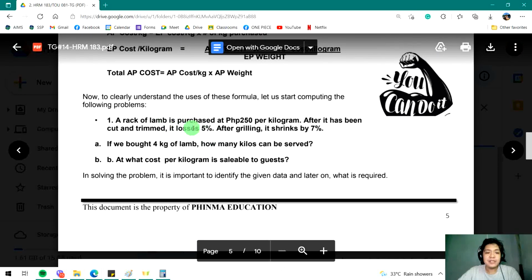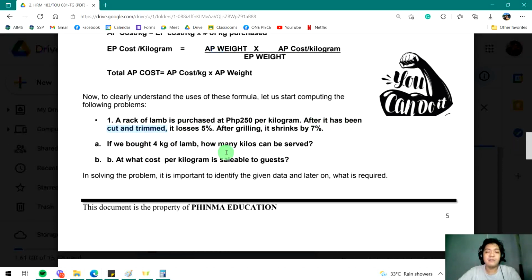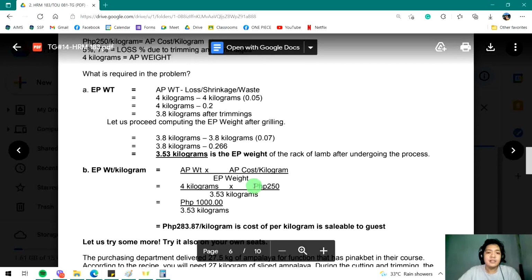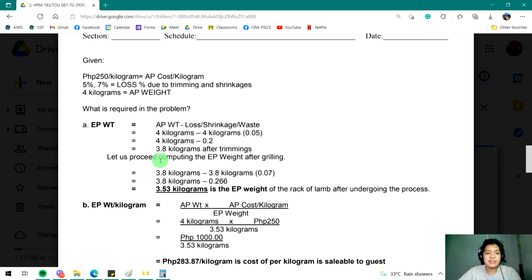Pero, meron pa kasing isang loss, which is 7%. Remember, no? 5% is after cutting and trimming. So, ibig sabihin, hindi pa siya naluluto. And then, pag naluto na siya, it shrinks by 7%. So, ang gagawin natin dito is to get the 7% of the 3.8 kilograms. Kasi again, na-cut na siya, na-lost na siya. May trimmings na, kumbaga, nalinis na. So, ito na yung gagamitin natin ngayon na weight para makuha natin yung 7%.